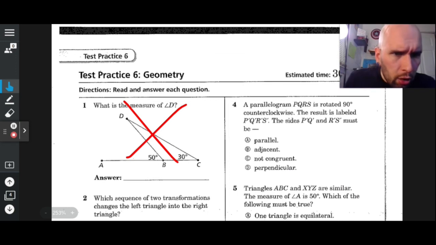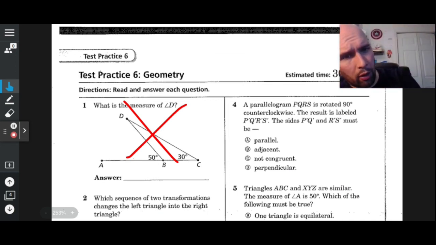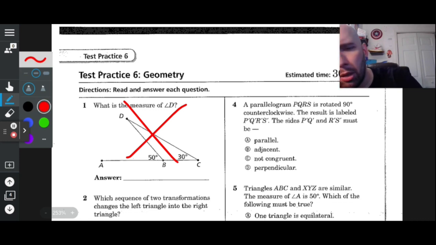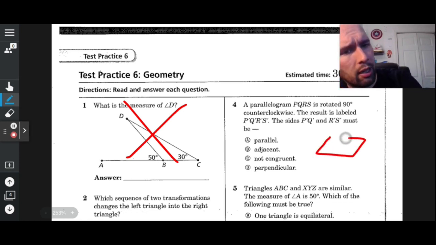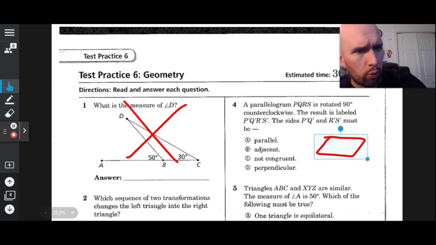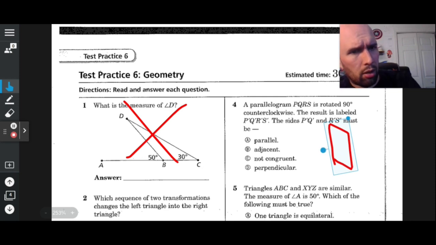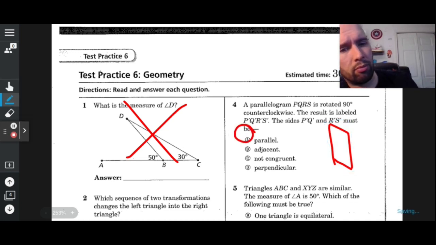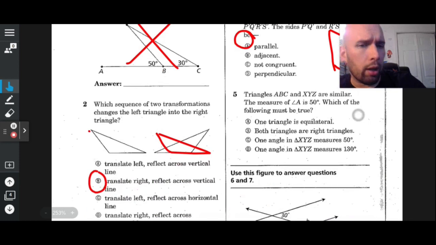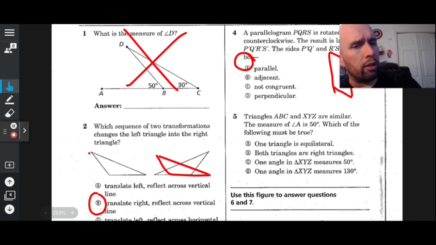A parallelogram PQRS is rotated 90 degrees counterclockwise. All right. I can't label them because it won't let me move it. Okay. The result is labeled the primes. The sides PQ must be, well, if it's a parallelogram, they must be parallel. That's pretty easy.